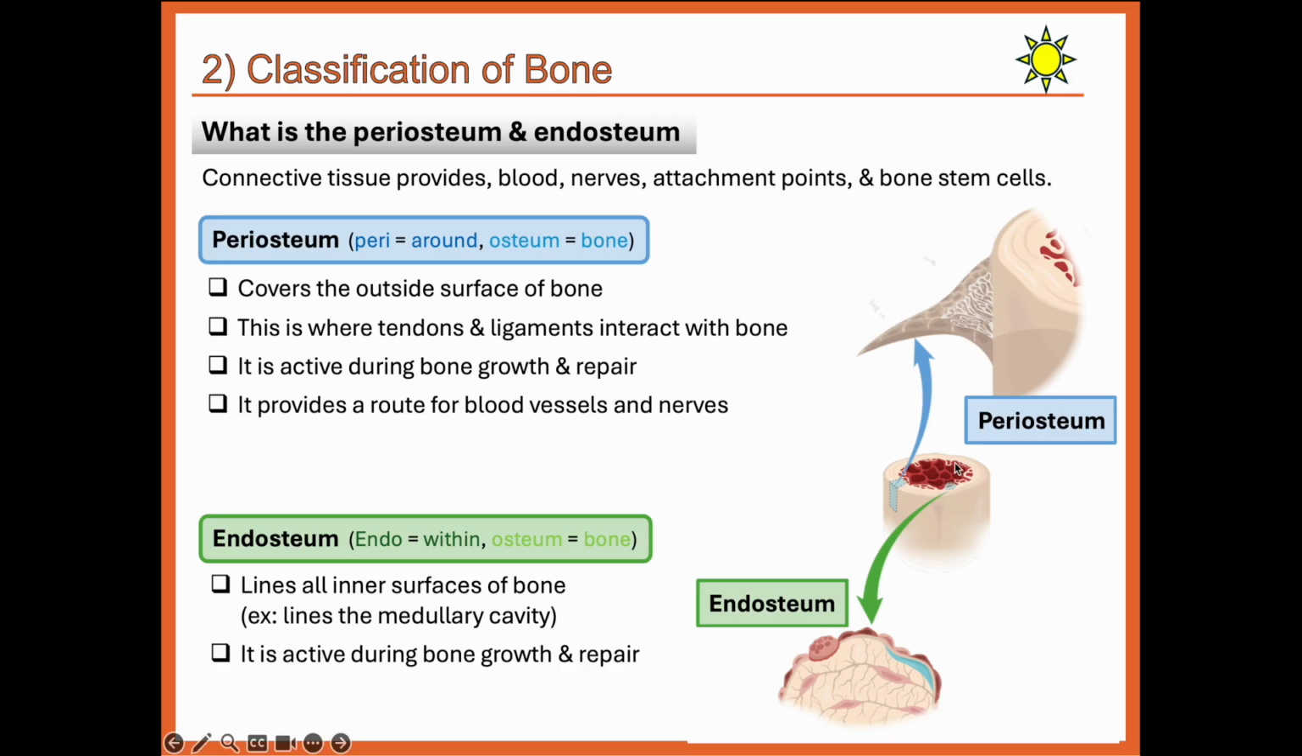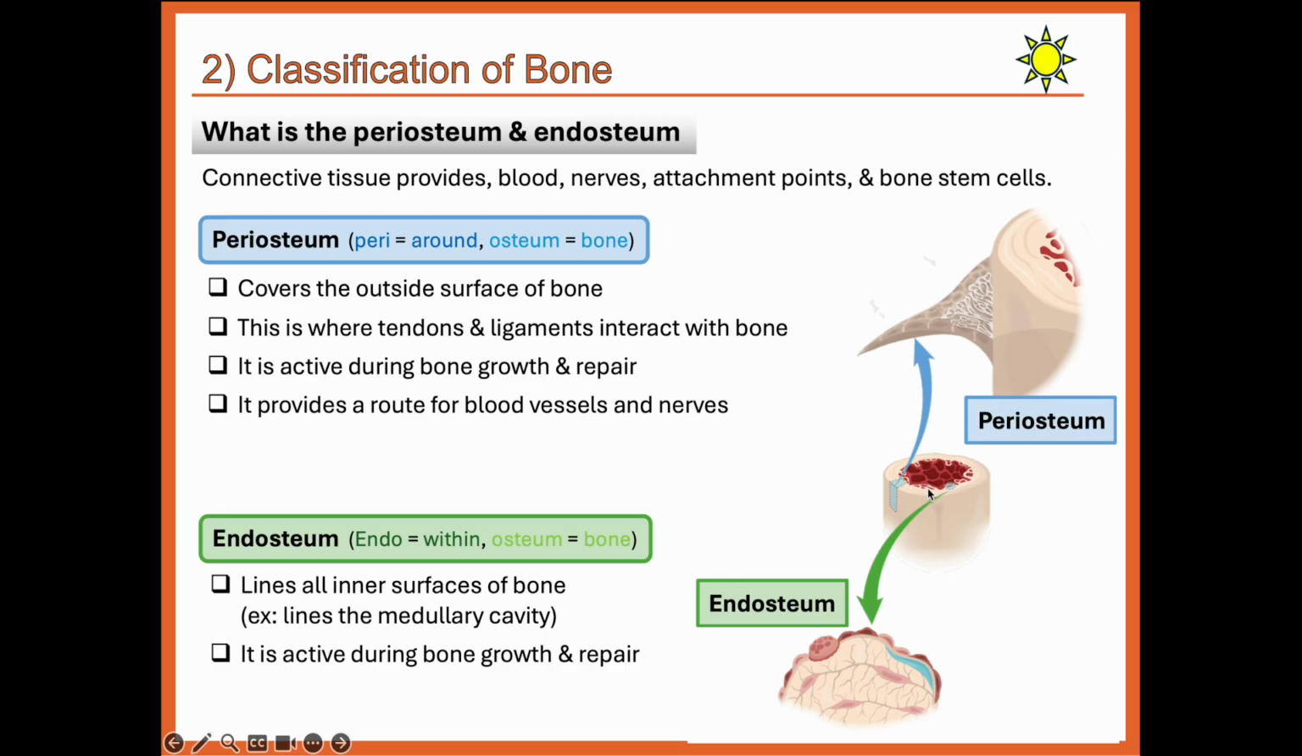So these cells that line the medullary cavity, this is called the endosteum. Remember in muscle, like endomysium, endo means on the inside, right? So endosteum is the inner lining of cells in the bone. This lines all the inner surface of bone. For example, it lines the medullary cavity, as I just said. It's active during bone growth and repair too.